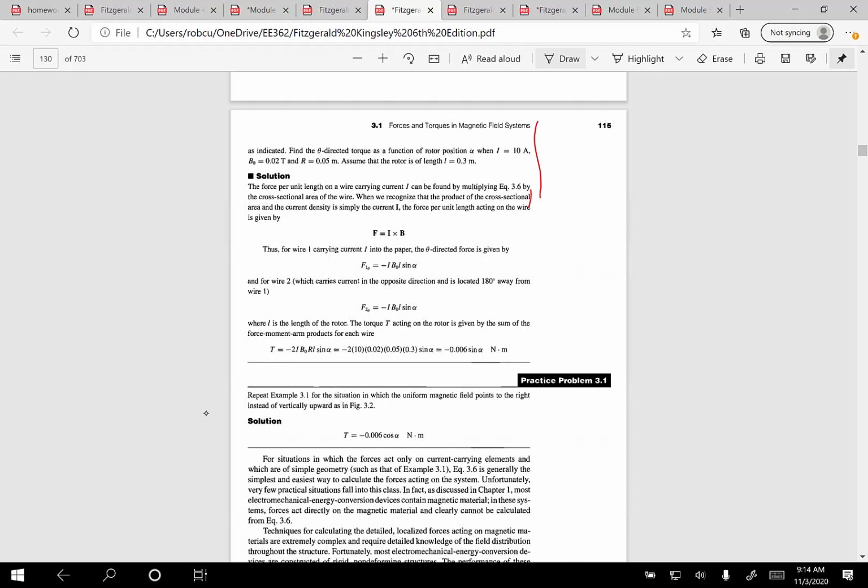Because if you go to the linear system, if I remember well from my physics class, they say torque is basically force times the arm.